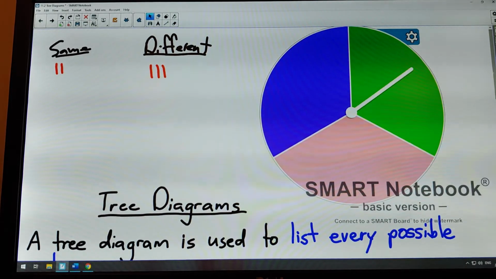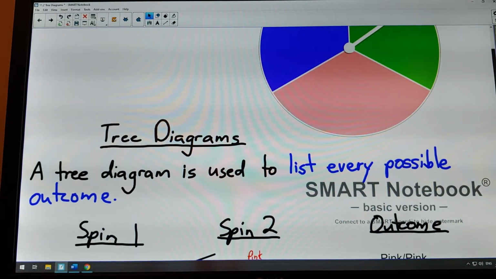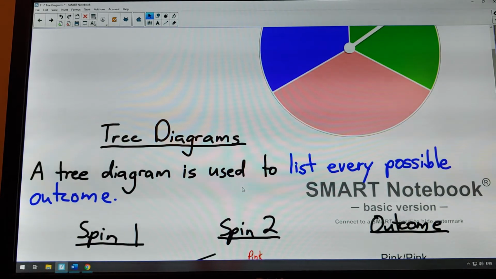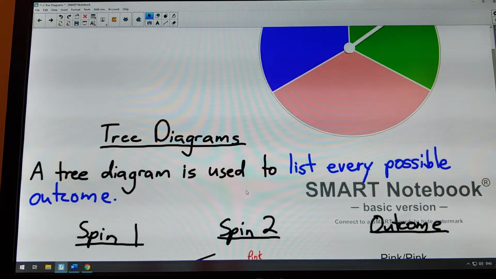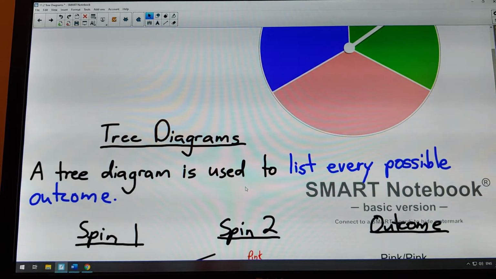Whoops, I accidentally gave the Wheel of Fate another spin. Okay, so a tree diagram. Well, let's scroll a little bit more. There we go. A tree diagram is used to list every possible outcome of an event happening. Okay. That way, you know everything you're dealing with, especially you remember from the last lesson, to get the probability of something, it has to be favorable outcomes over total possible outcomes.